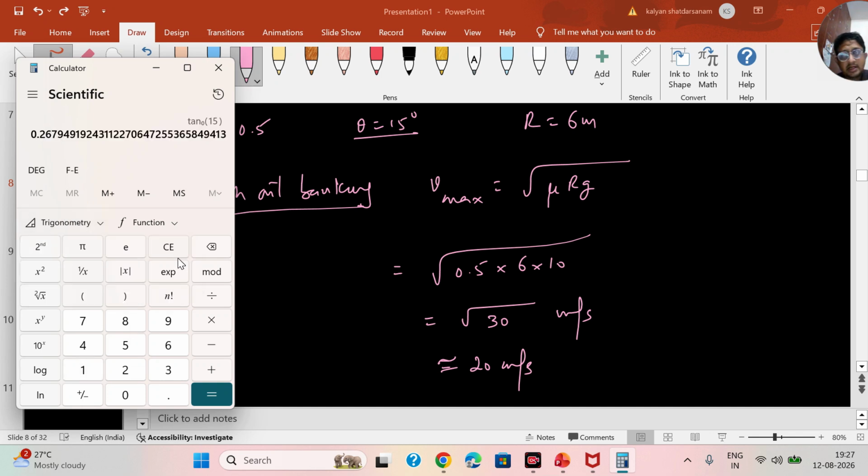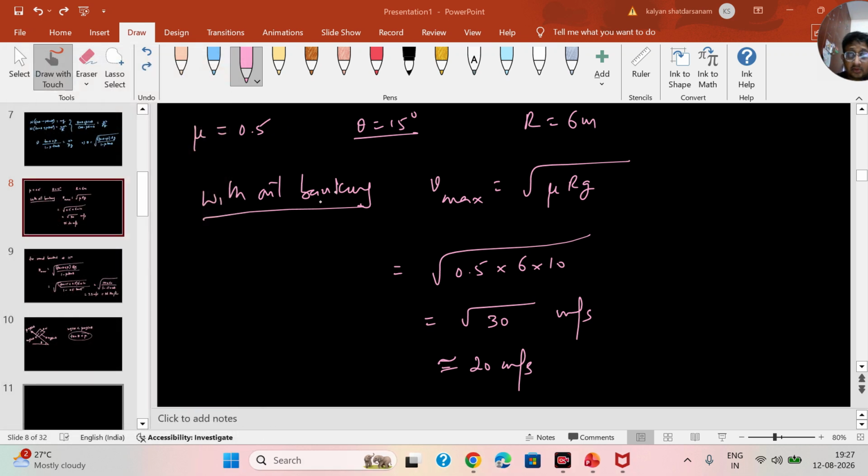So we got it as 0.267, which is less than 0.5. That's okay. So you can even increase the angle here from 15 to slightly more value, as long as tan theta is less than mu. That's fine. So this is regarding banking.